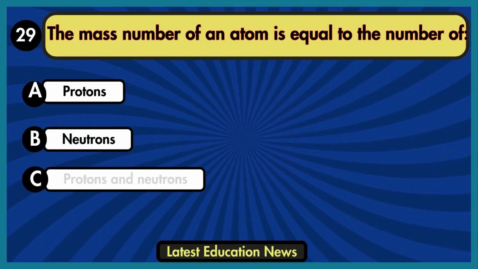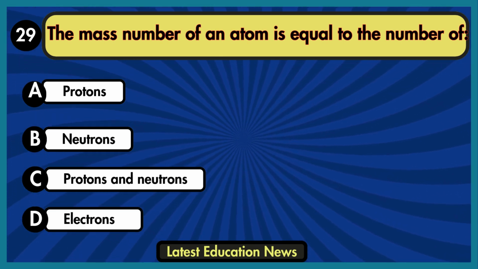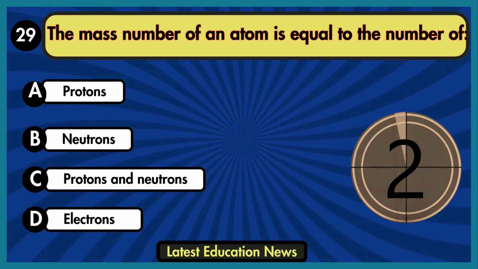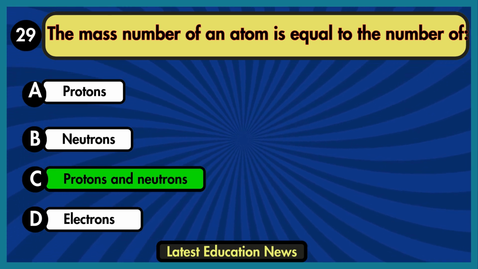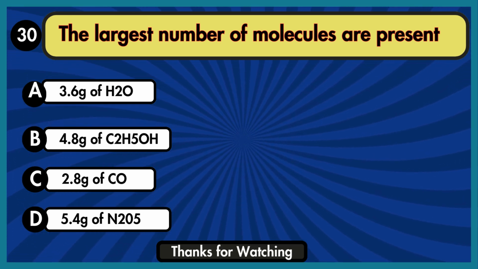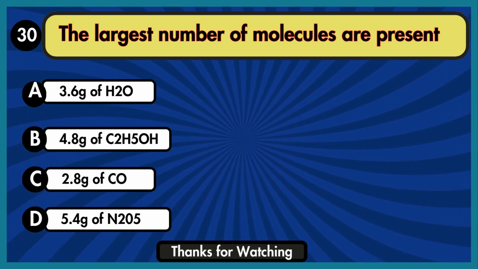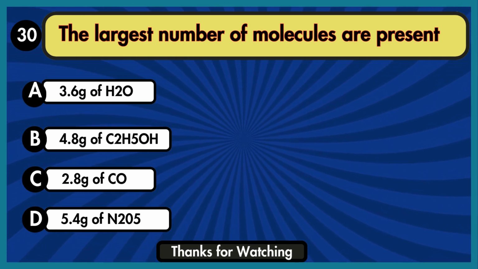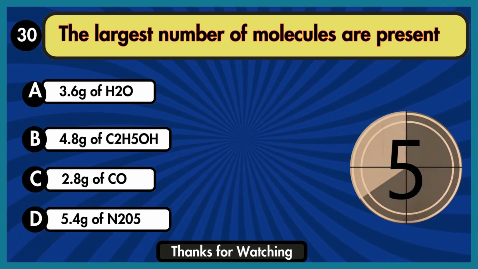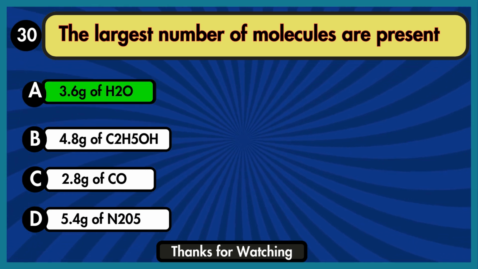The mass number of an atom is equal to the number of: A. protons, B. neutrons, C. protons and neutrons, D. electrons. The correct answer is option C, protons and neutrons. The largest number of molecules are present in: A. 3.6 g of H2O, B. 4.8 g of C2H5OH, C. 2.8 g of CO, D. 5.4 g of N2O5. The correct answer is A, the largest number of molecules is present in 3.6 g of H2O.